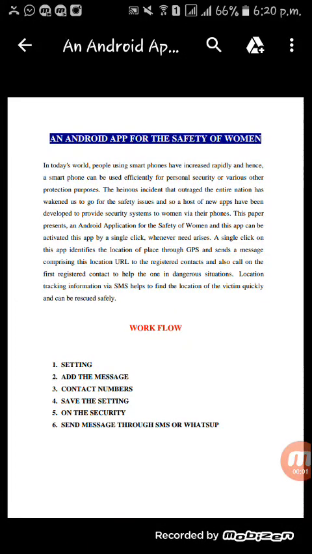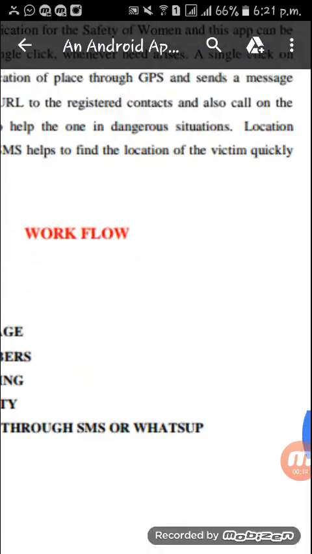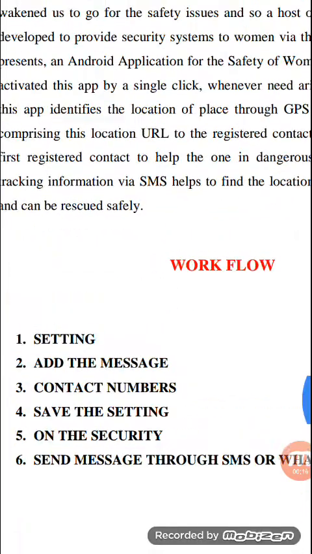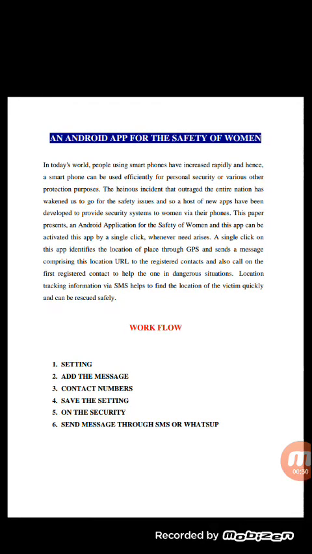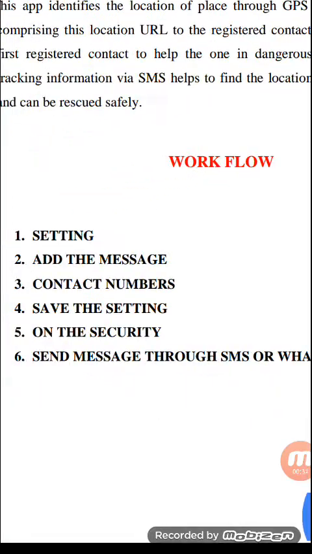In this video, we are going to see an app for women's security. This app presents an Android application for the safety of women, and it can be activated with a single click whenever a woman needs help in an emergency. With a single click, the app identifies the location through GPS and sends an SMS to the saved numbers.